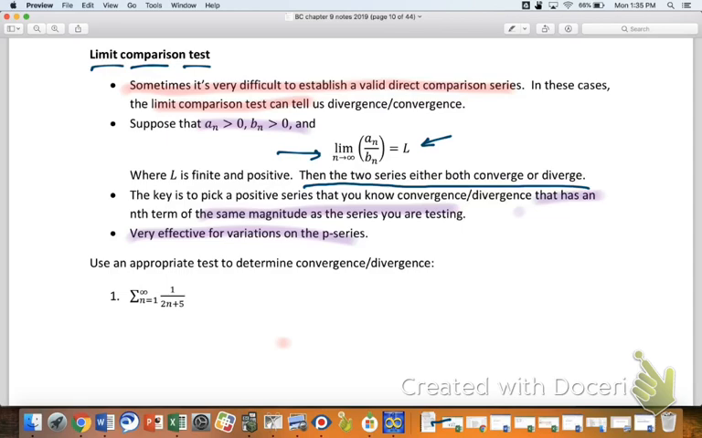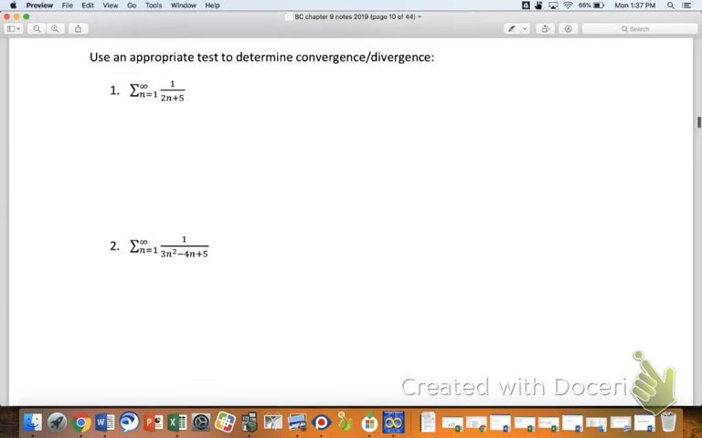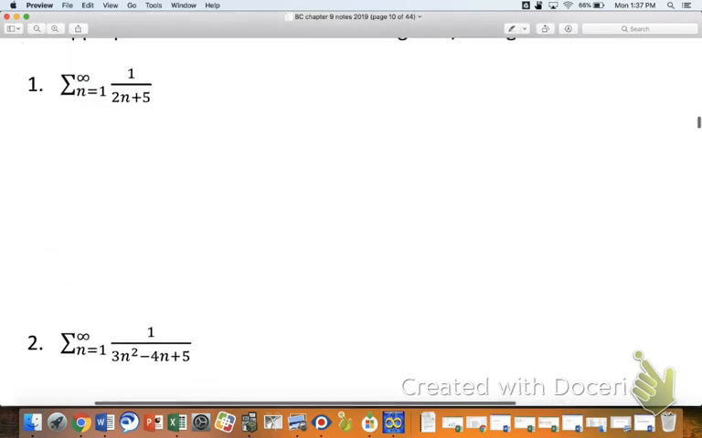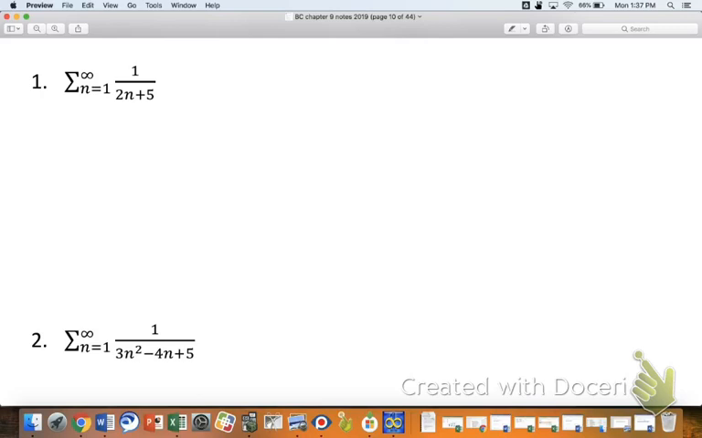So I want to help you with one or two of these, and I'll let you wrap the rest up. Let's take a look at number one. I would like to illustrate how number one could go a lot of different ways. It just says use an appropriate test, so let's talk through this first one. For number one, what would the nth term test tell us? We go to 0, which tells us nothing.